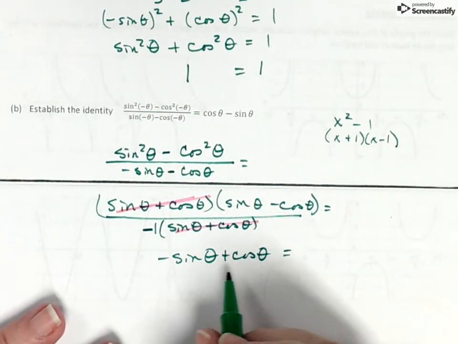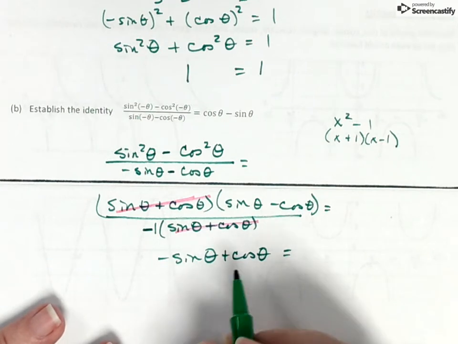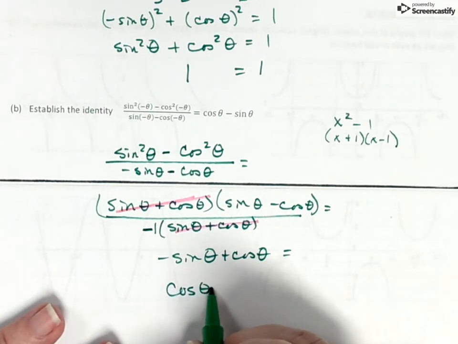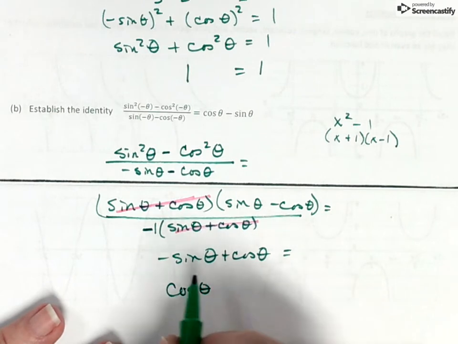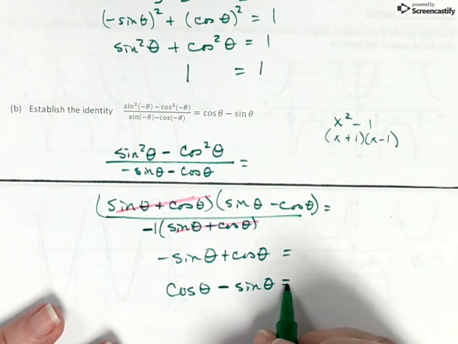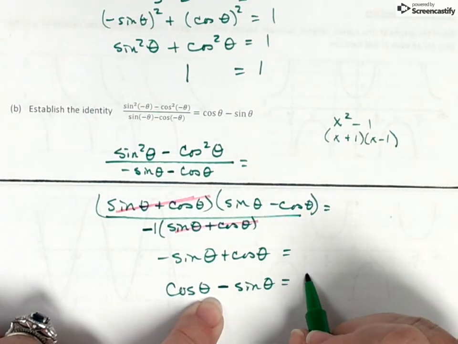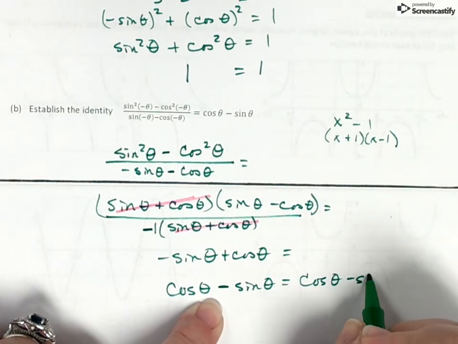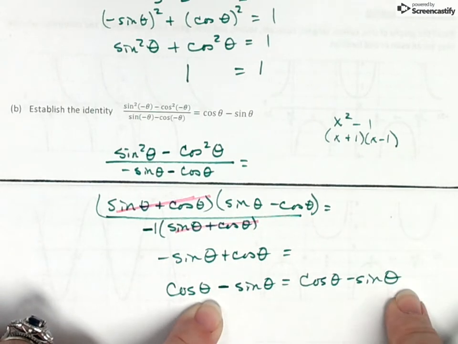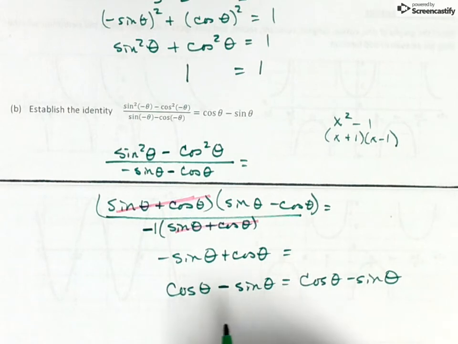And the commutative property says I can rewrite this problem as the cosine theta first because it's positive, as long as I move the negative sign with the sine of theta. Now go back and look. It's exactly equal to the other side. So we have established that the two sides are really equal, and we have finished establishing identities.